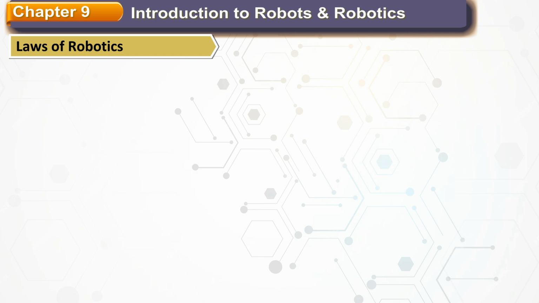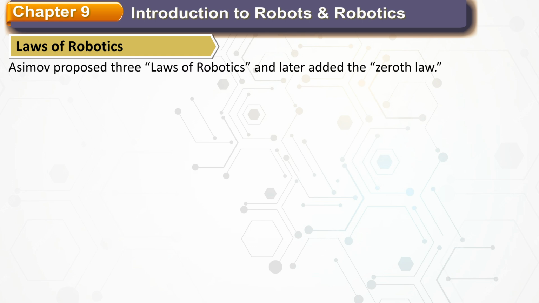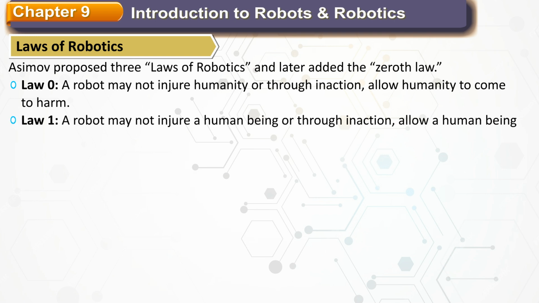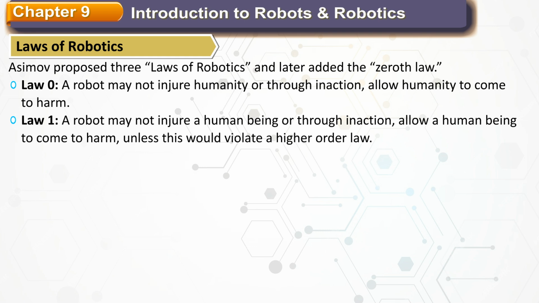Laws of robotics. Asimov proposed 3 laws of robotics and later added the zeroth law. Law 0. A robot may not injure humanity or, through inaction, allow humanity to come to harm. Law 1. A robot may not injure a human being or, through inaction, allow a human being to come to harm, unless this would violate a higher order law.